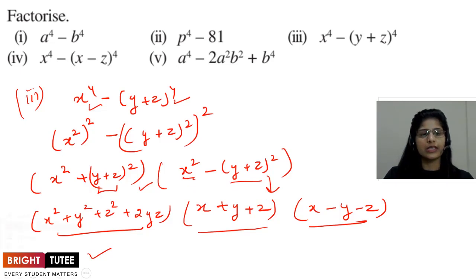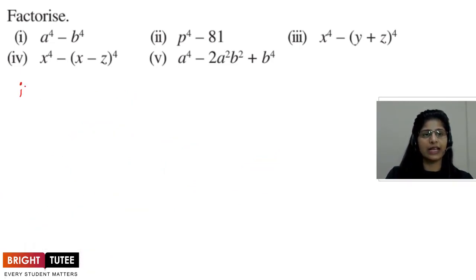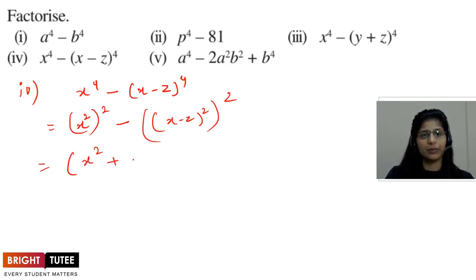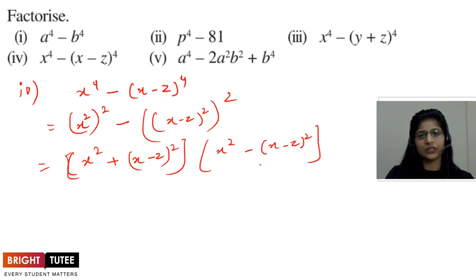Quite easy to solve. Let's try the last part, the second last part, that is fourth, x to the power 4 minus x minus z to the power 4. So we observe that x to the power 4 is x square whole square minus x minus z square whole square. It is a square minus b square, a plus b, b is x minus z whole square, right? And we have a minus b. So you observe it is again a square minus b square. So a plus b and a minus b.